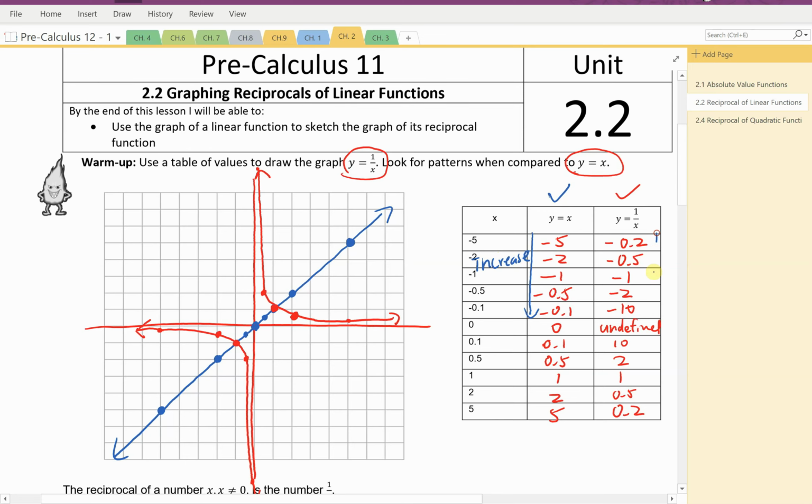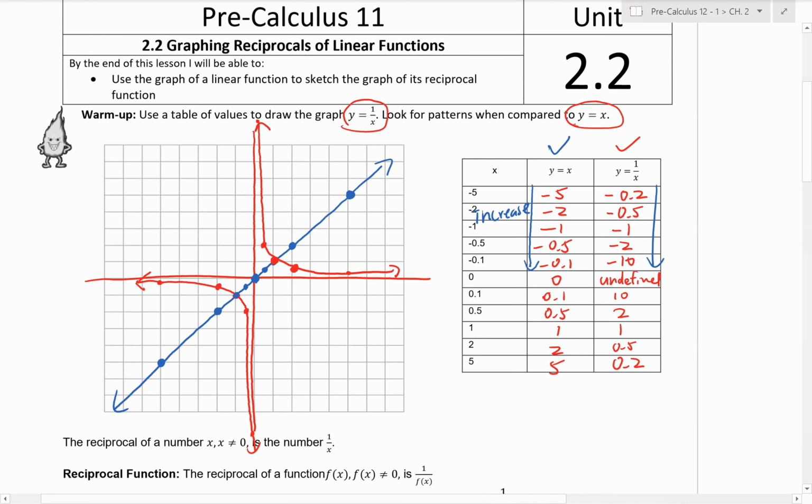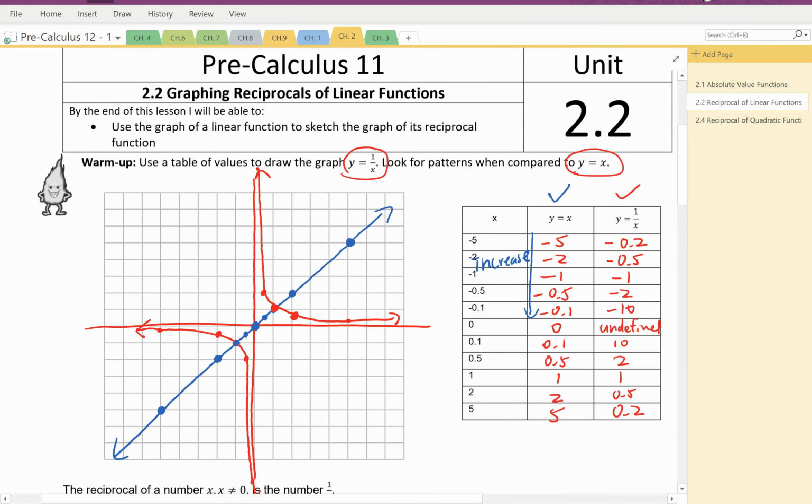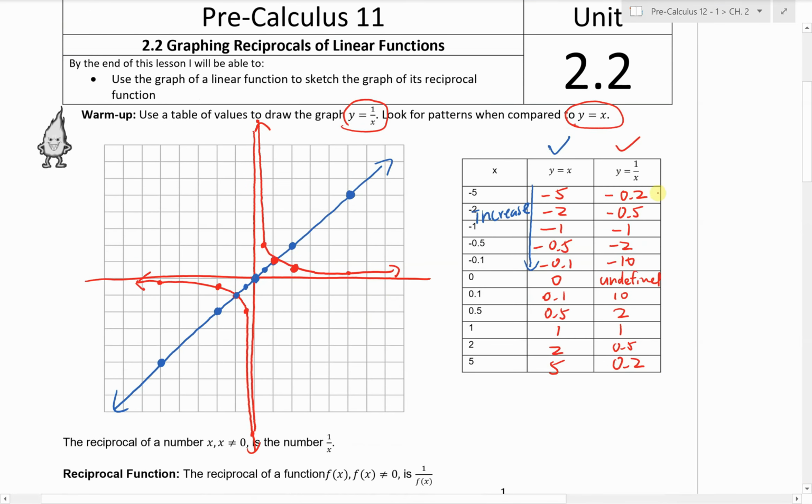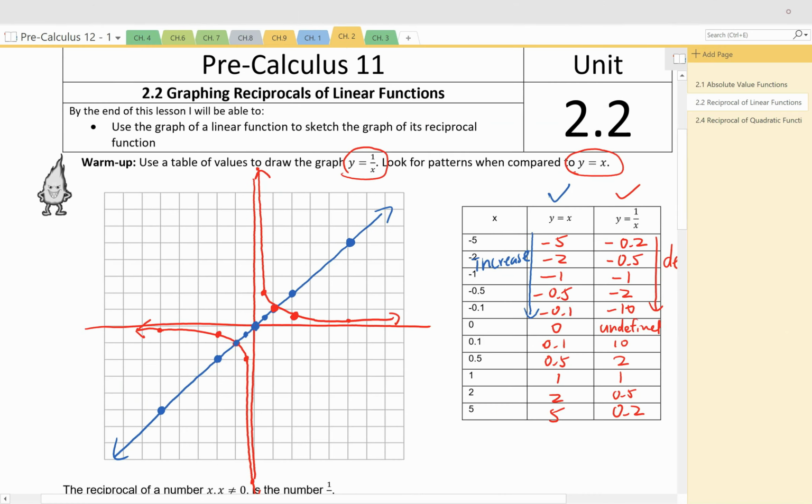Now, as we go down the list, for the red graph, I guess the reciprocal graph, the graph is actually decreasing, right? You can see the y values are getting smaller and smaller. So this is decreasing. Okay. It gets more and more negative. So when the y values increase for the blue graph, the y values for the red graph actually decrease.